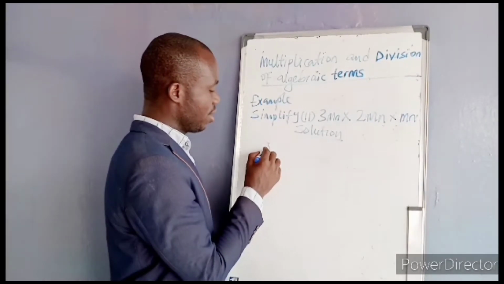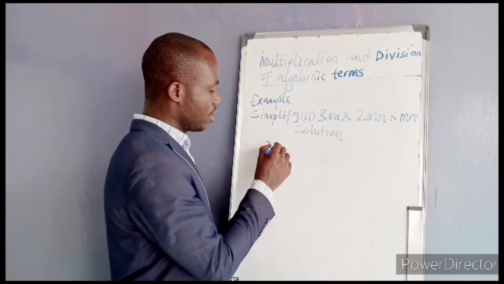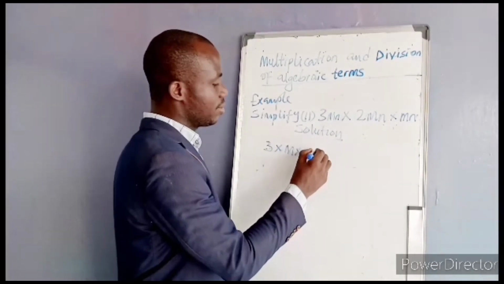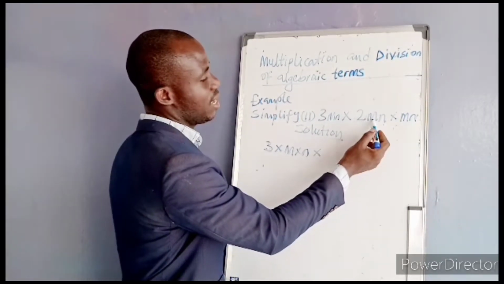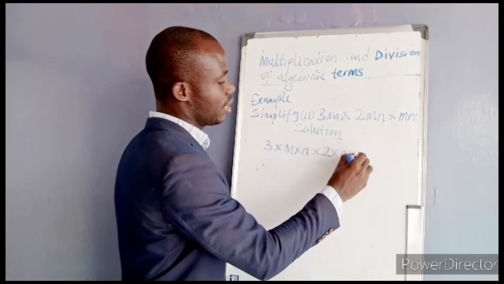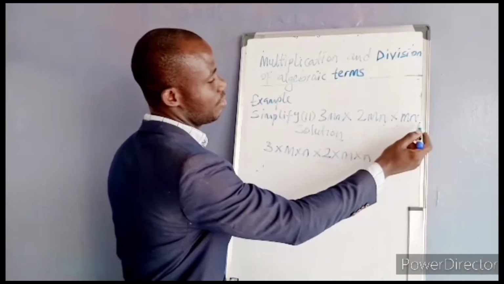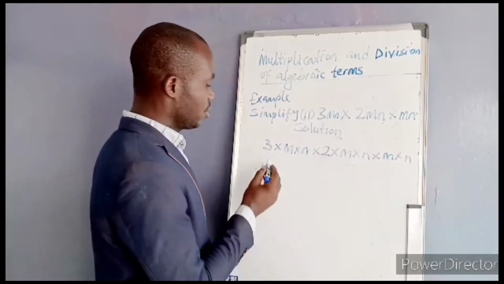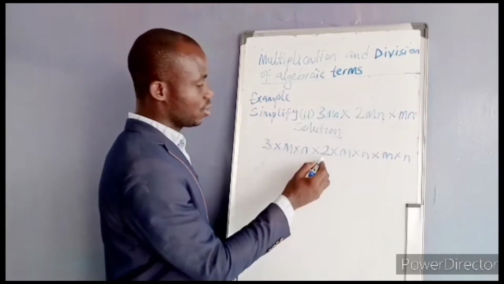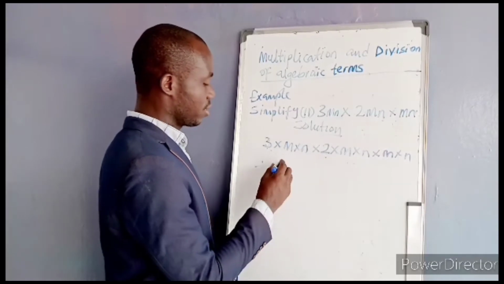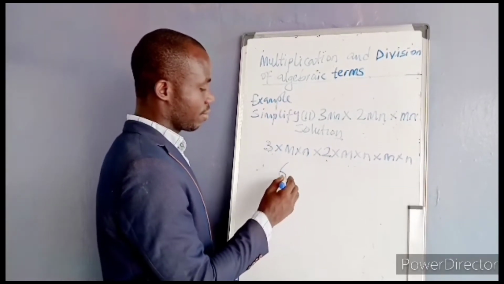So we have 3 times m times n times 2 times m times n. 2 times m times n times m times n times m times n. So 3 times 2, the ordinary numbers to the ordinary number. 3 times 2 is 6, so I'll write 6.